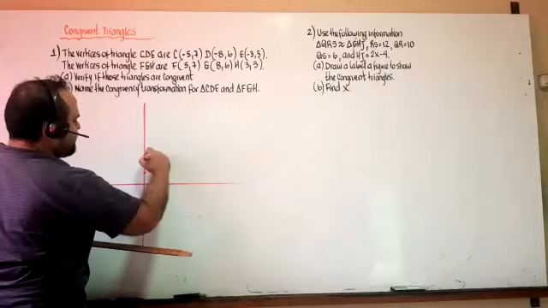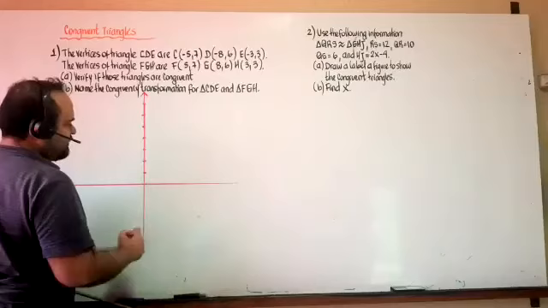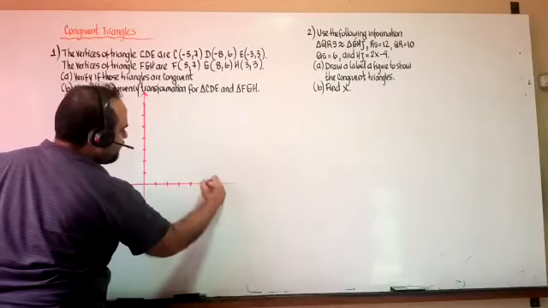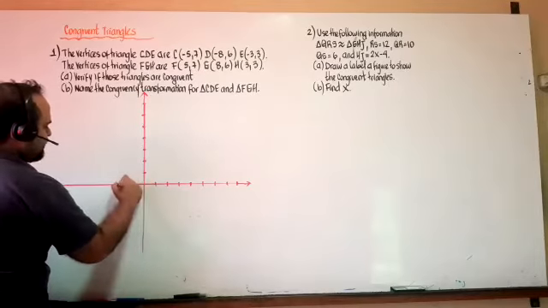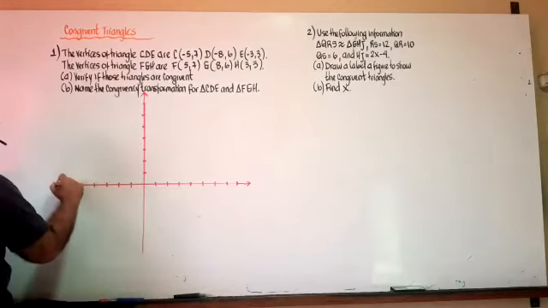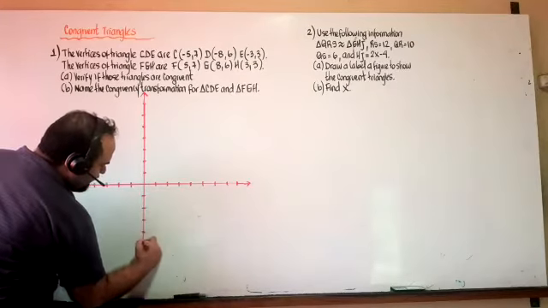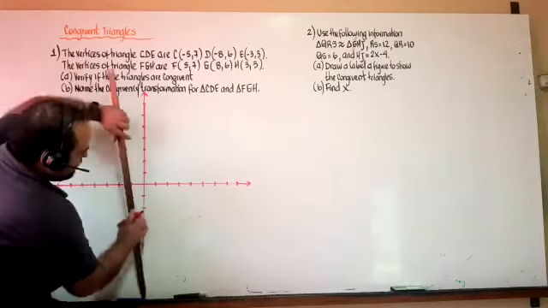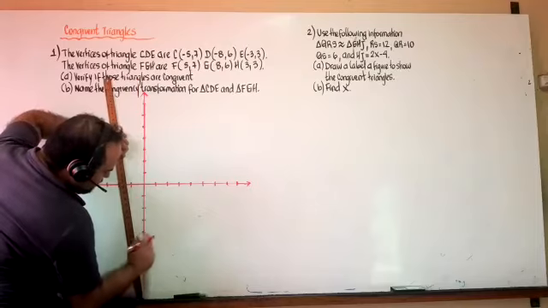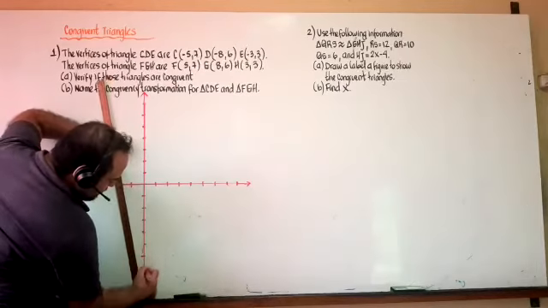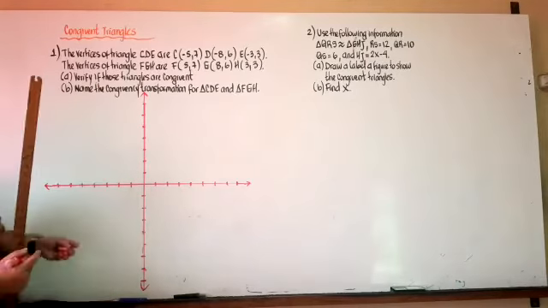Okay, so 1, 2, 3, 4, 5, 6, 7, 8 units. And again 8 units in each direction. Let me move a little bit downward this one. Okay, and we have created the coordinate plane.